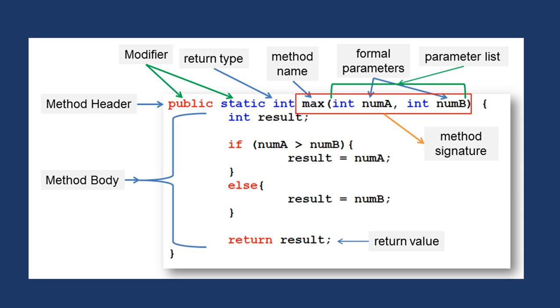Then max is the name of the method, and it is followed by two parameters. So it takes two inputs. In order to execute the task for which the function has been written, it needs two inputs, two integer values.